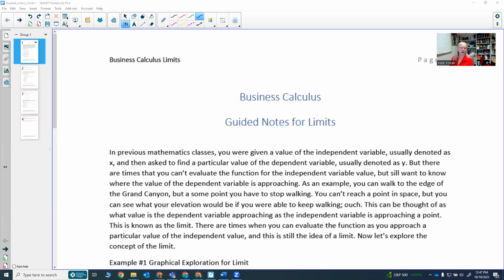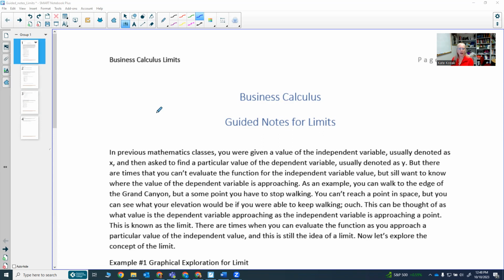This video will be about limits in business calculus. In previous math classes, you were given a value of the independent variable, usually noted as x, and then asked to find the particular value of the dependent variable, usually noted as y. But there are times where you can't evaluate the function for the independent variable value, but still want to know where the value of the dependent variable is approaching.